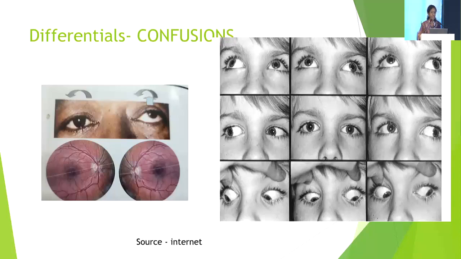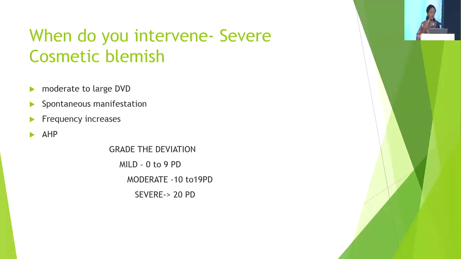So what are the differentials which add to the confusion? DVD is fairly a straightforward diagnosis, but sometimes skew deviations and primary inferior oblique overactions can be the confusions. In primary inferior oblique overaction, you get a V pattern and a corresponding hypertropia of the abducting eye. In skew, the deviation is little concomitant, and you have torsion of the fundus towards the hypertropic eye. So these are the differentials. And when do you intervene?